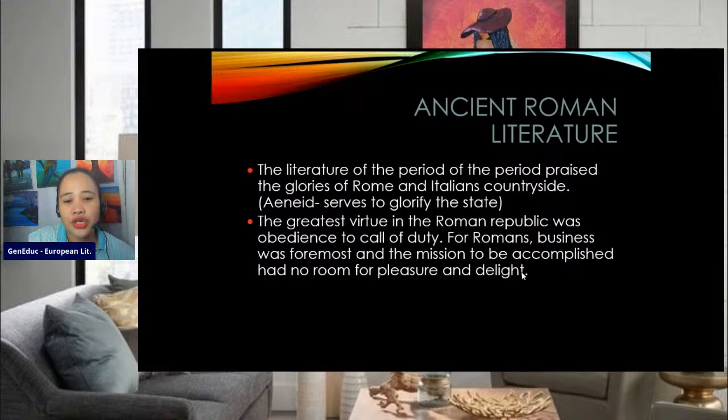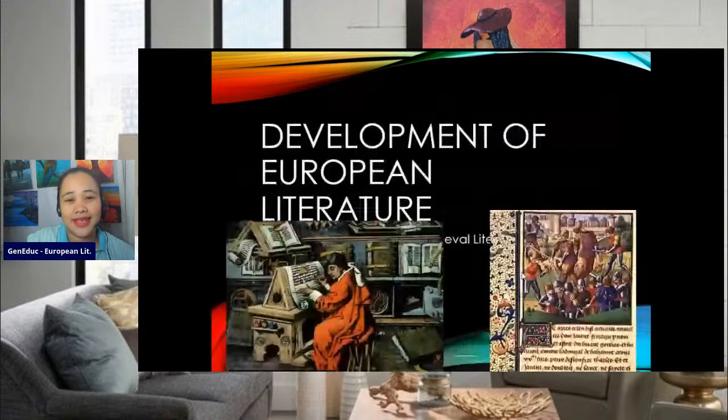The greatest virtue of the Roman Republic was obedience to the call of duty. For Romans, business was foremost, and the mission to be accomplished had no room for pleasure and delight. So take note, the greatest virtue of the Roman Republic was obedience to the call of duty. For Romans, business was foremost, and the mission to be accomplished had no room for pleasure and delight.